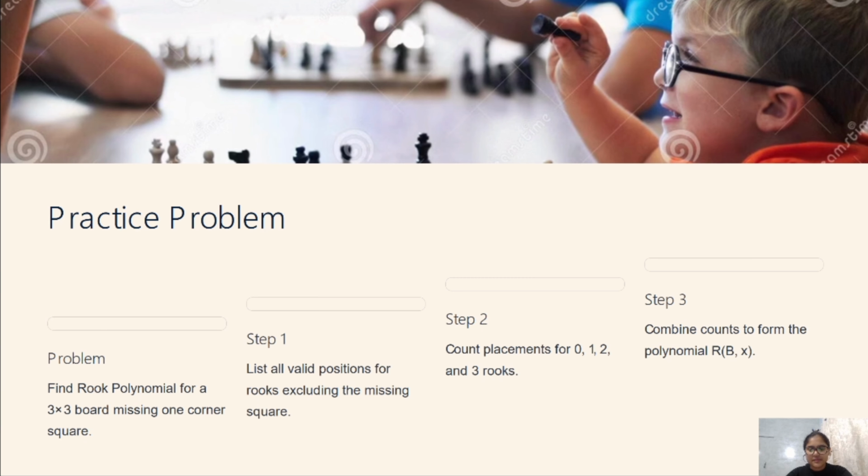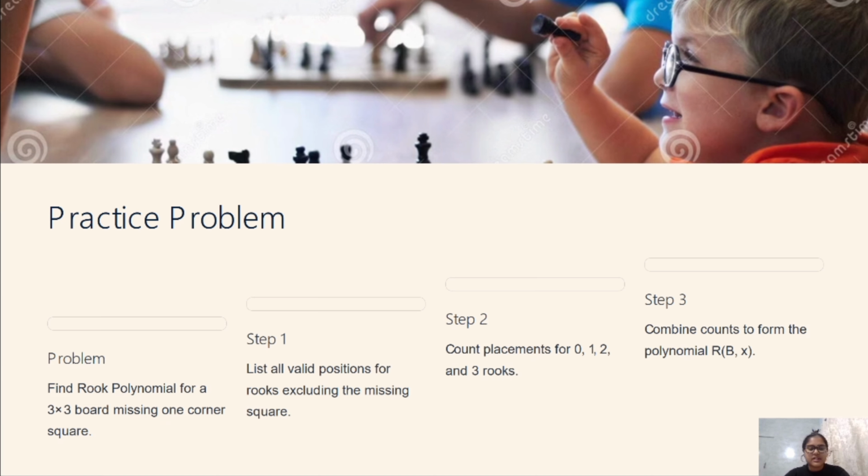Practice problems. Now, let us take an example question: find the Rook polynomial for a 3 by 2 full board. For this, r0 equals 1 and r1 will be 6, that is, place one rook in any of 6 cells, and r2 will be 6. Choose 2 rows and 2 columns, place rooks.